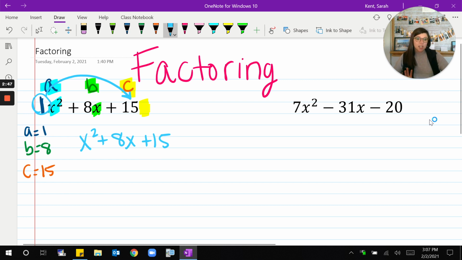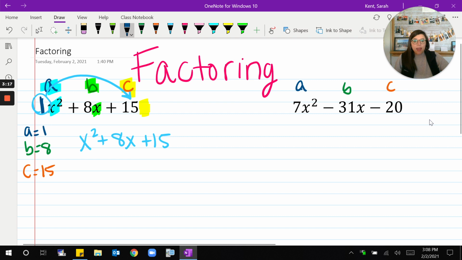That's all we're going to do today. So I'm going to keep this. We will come back to these in other notes, but we're going to do this with a couple more problems. Just look at this. So here's our second quadratic: 7x squared minus 31x minus 20. So first we want to look for A, we want to look for B, and we want to look for C.